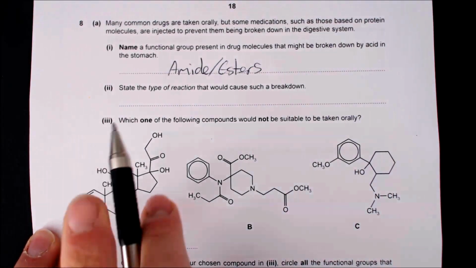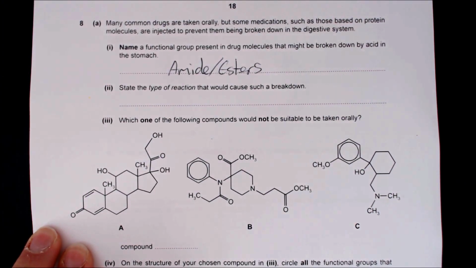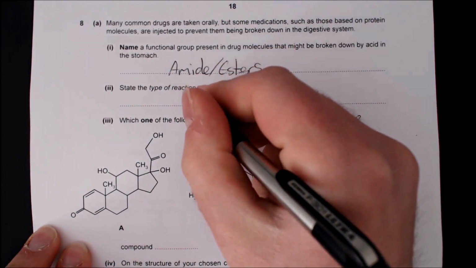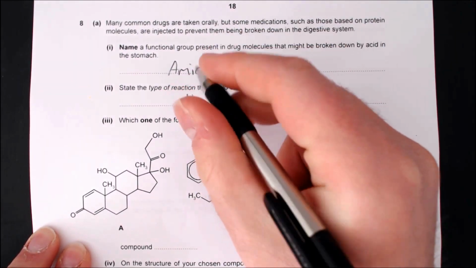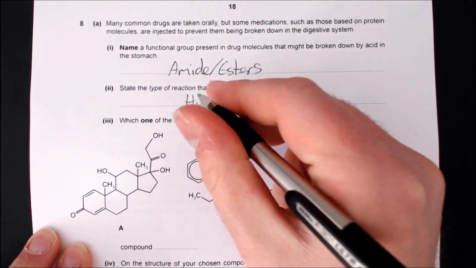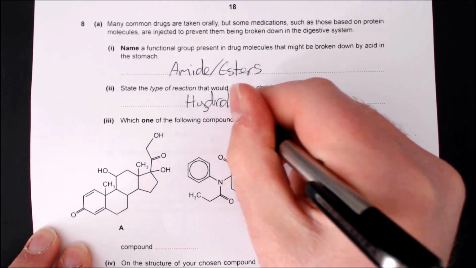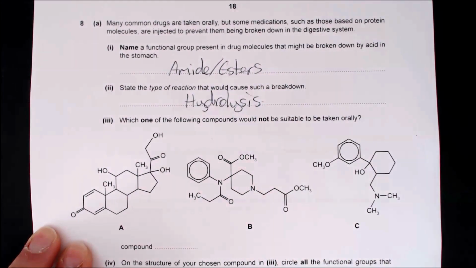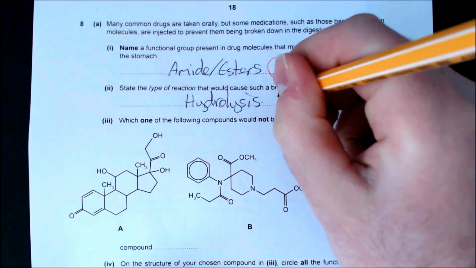Okay, and then it says state the type of reaction that would cause such a breakdown. Again, we call this hydrolysis. This is just breaking down of an ester or an amide using, obviously, acid hydrolysis. So let's just put that there. Okay, right. So you get 1 mark for each one of them, which is not too bad. So you get 1 there and 1 there.